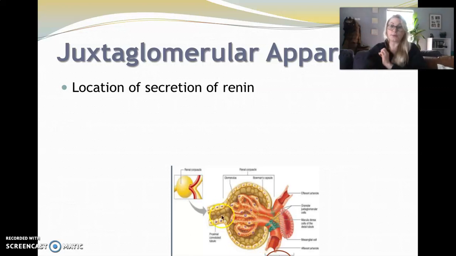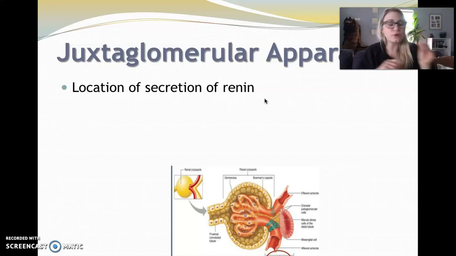And it is before we even make it into the Bowman's capsule and the glomerulus itself. And this is where renin is secreted. Now, this is a hormone. This hormone is super important for your body fluid concentration.